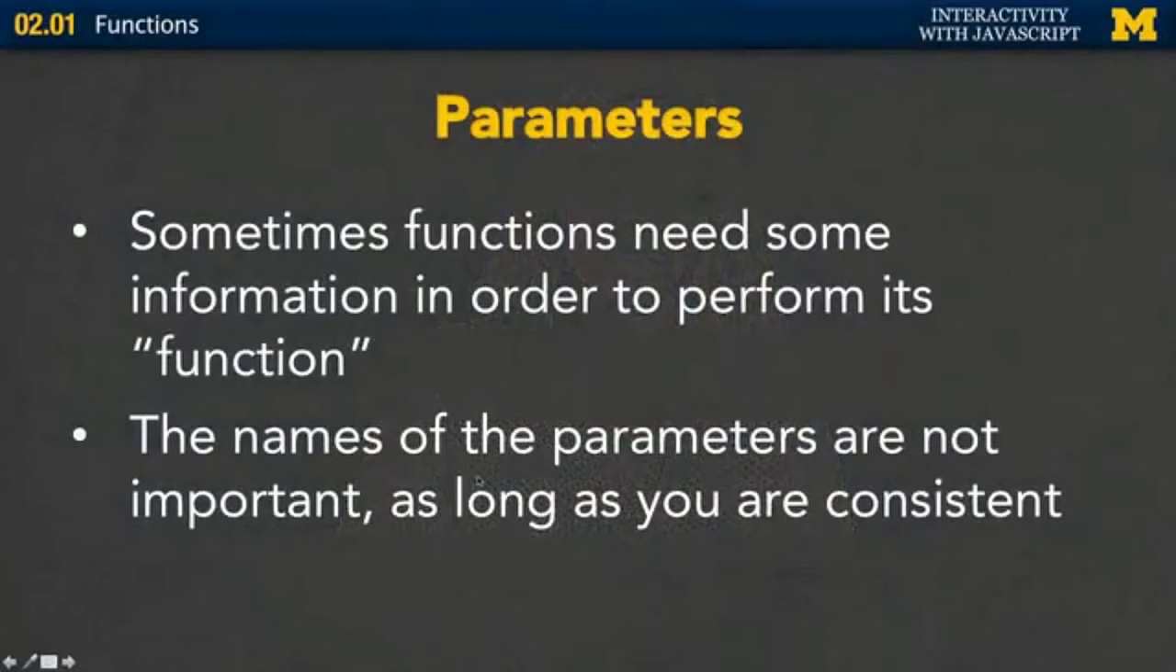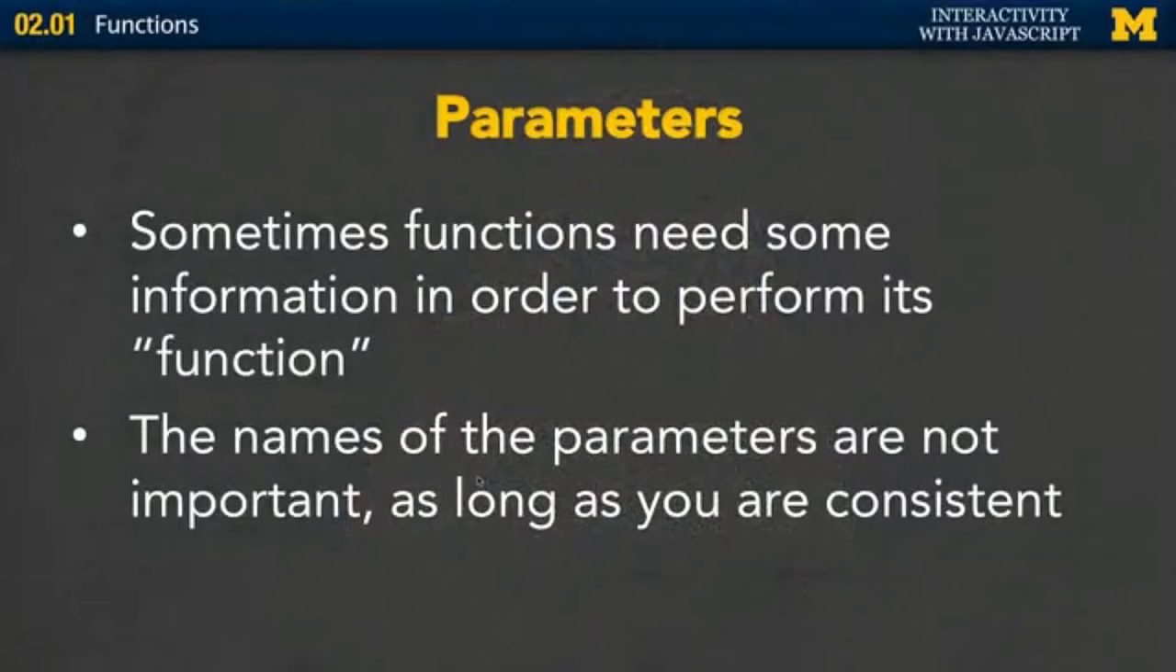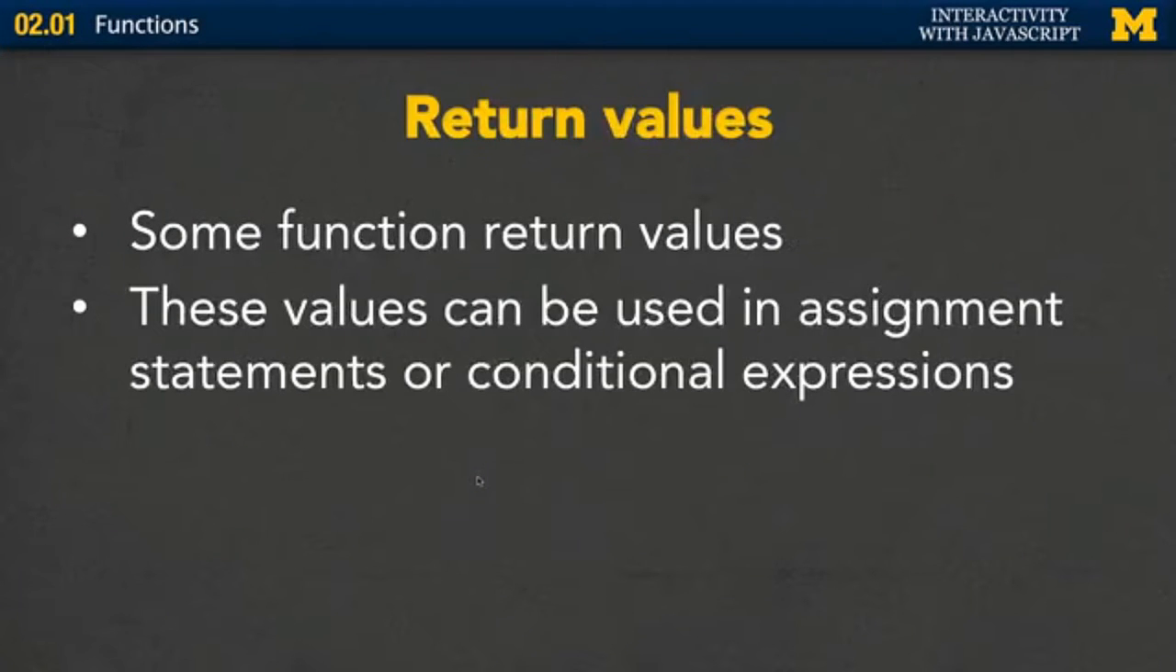So let's talk a little bit more about those parameters that I talked about. Because sometimes some functions need a little bit of extra information in order to perform its task. So let's think about getElementById. That's not really going to work unless you tell it which ID you're looking for, right? So that's an extra piece of information or a parameter that you need to provide. The important thing to know is that the names of the parameters for your functions, they're not important. They're like variable names. You can call them anything you want as long as you're consistent.